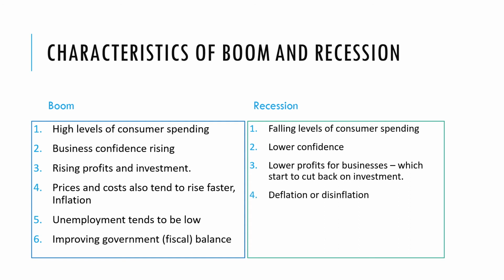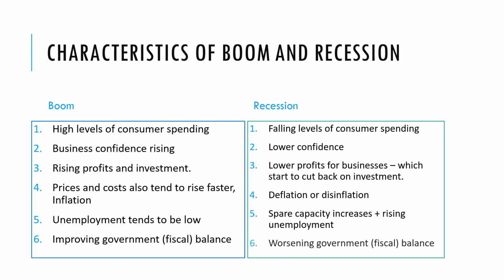If there's lower demand in the economy and spare supply, we'd expect to see deflation or certainly disinflation, a slower rate of inflation. Spare capacity increases, and we'd expect to see rising unemployment and a worsening fiscal balance. As more people are made unemployed, benefit payments will rise. As profits and incomes fall, tax revenues will fall, so we'd expect to see more of a fiscal deficit.